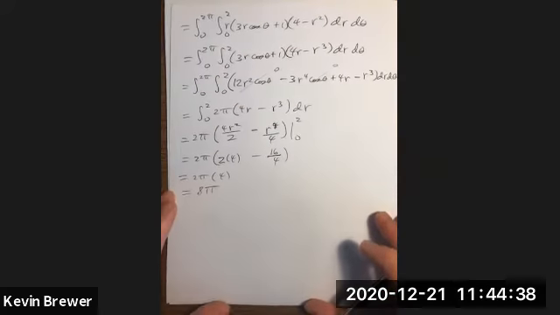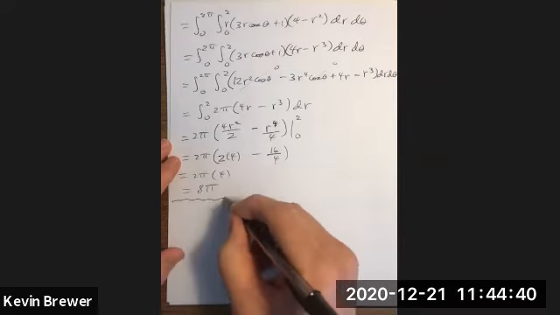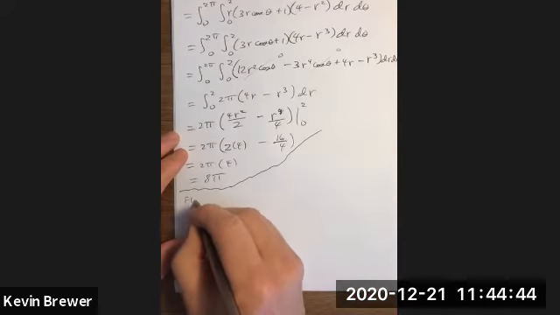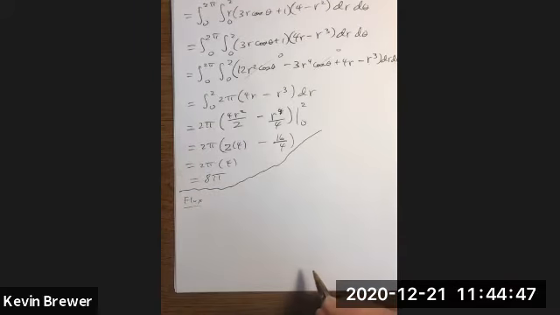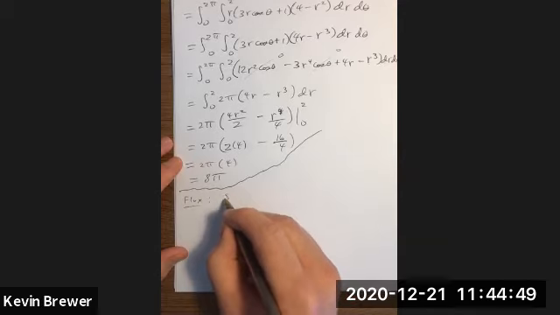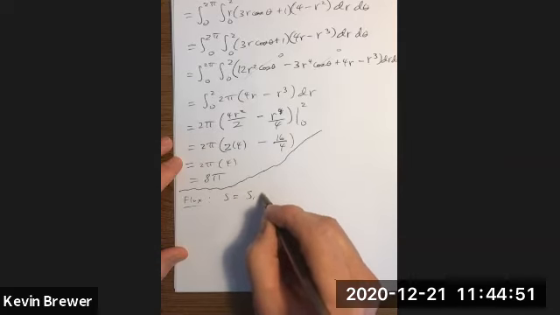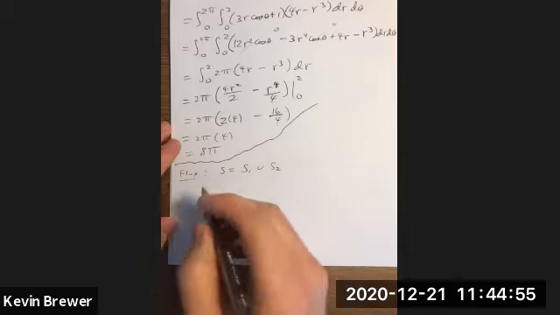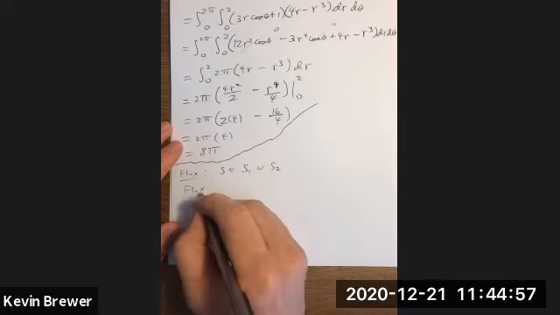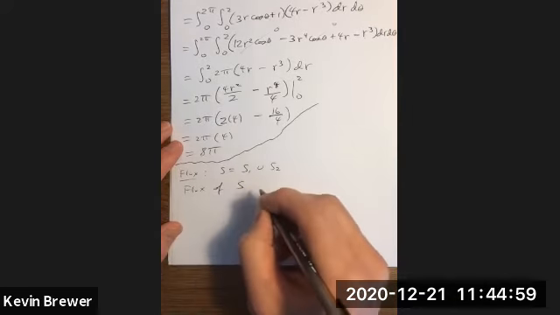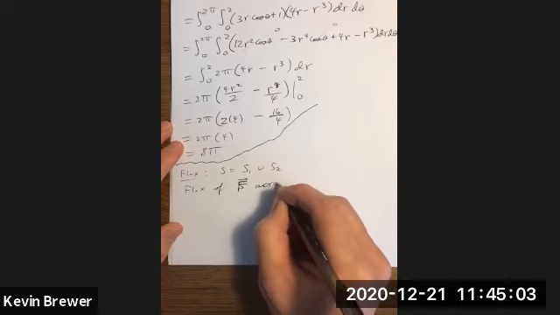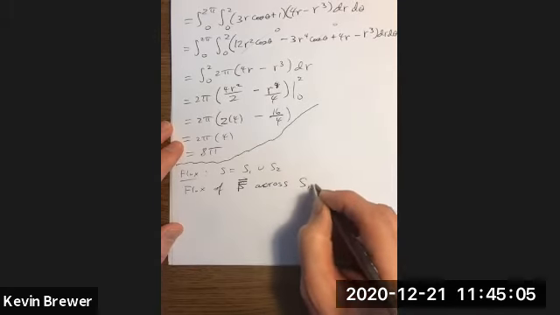And get 8 pi, we hope. So the flux is going to break down. Remember, S is S1 union S2. So let's first do the flux of F across S1.